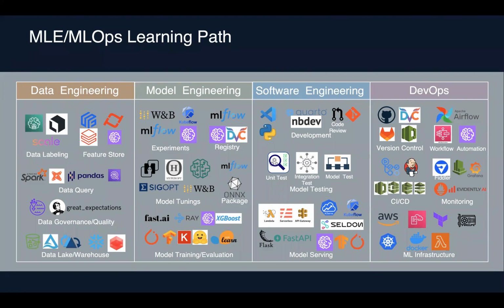On the monitoring side, there are some projects such as Fiddler and Evidently.ai that are worth exploring. But some companies just use traditional tools like Amazon CloudWatch and Grafana, just traditional monitoring tools.